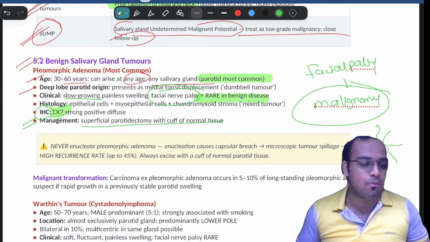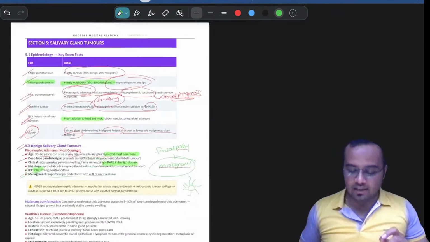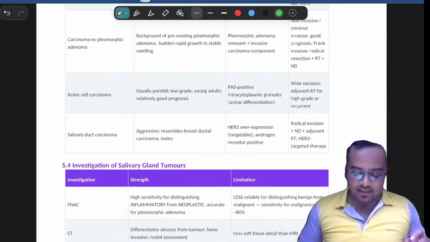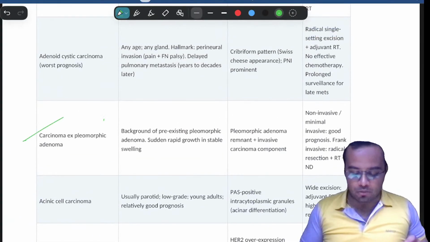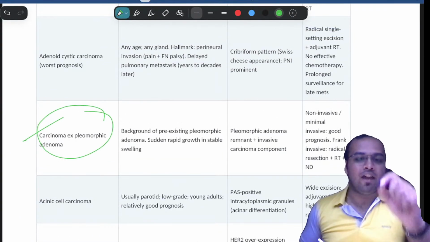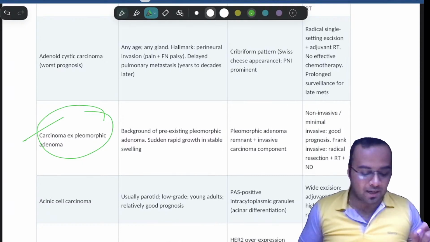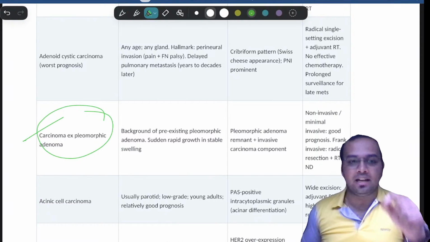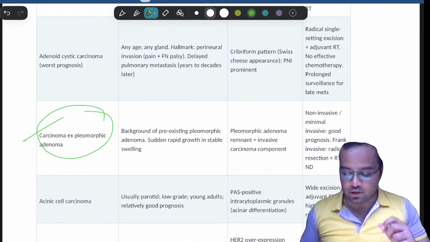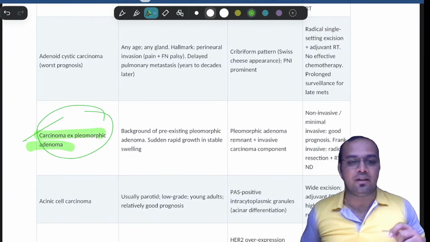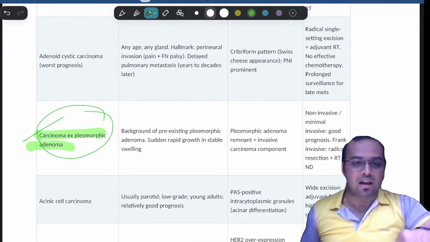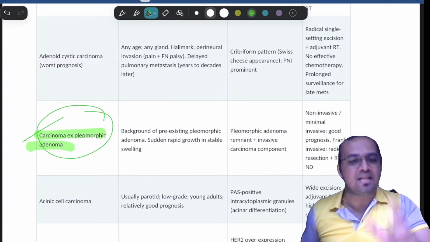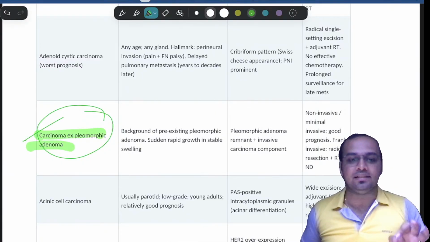And why remove this tumor? Because there is a tumor which is called Carcinoma ex pleomorphic adenoma. So what is this? Whenever the pleomorphic adenoma is kept for a long period of time, it can form a new malignancy in the underlying lesion. So it is called Carcinoma ex pleomorphic adenoma. A carcinoma which develops in the setting of a pleomorphic adenoma which has been there for a long period of time is considered to be a carcinoma.